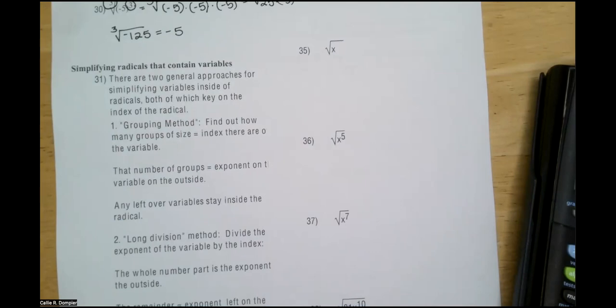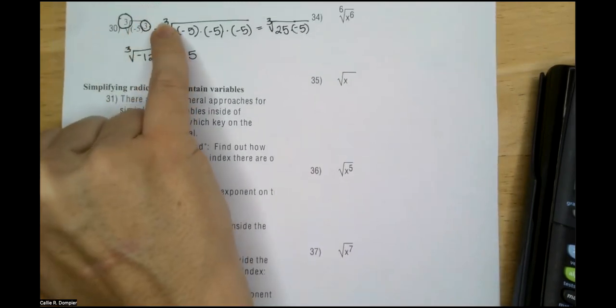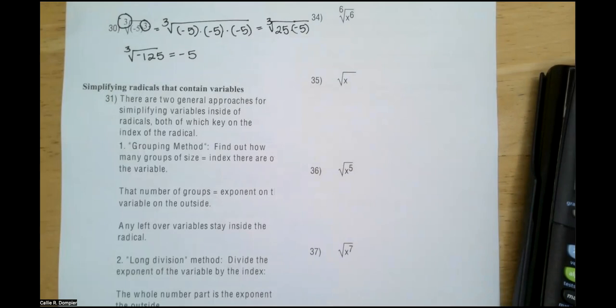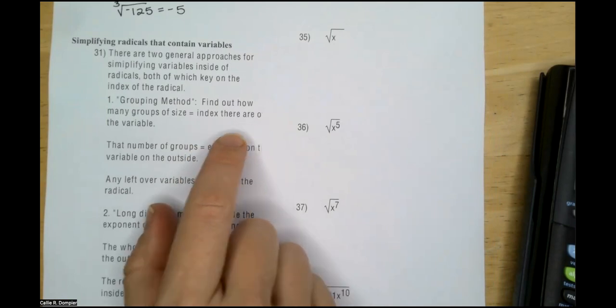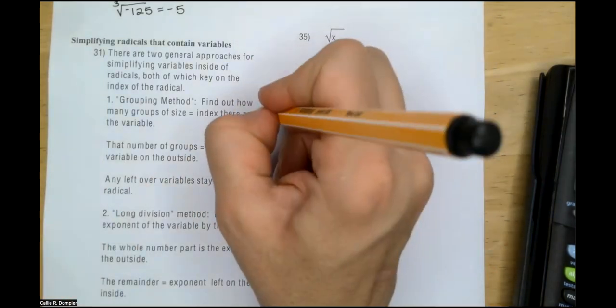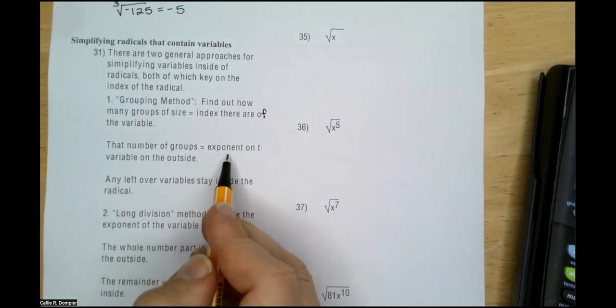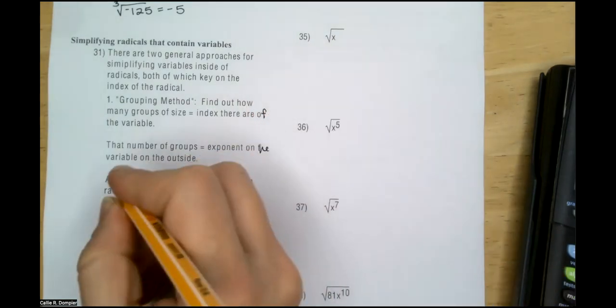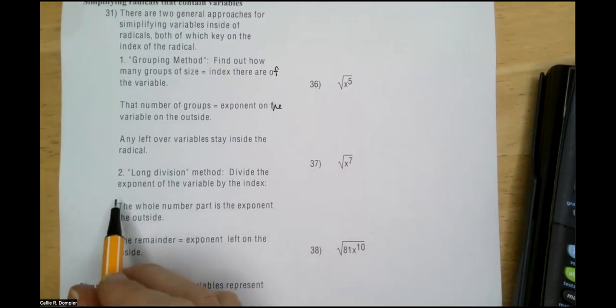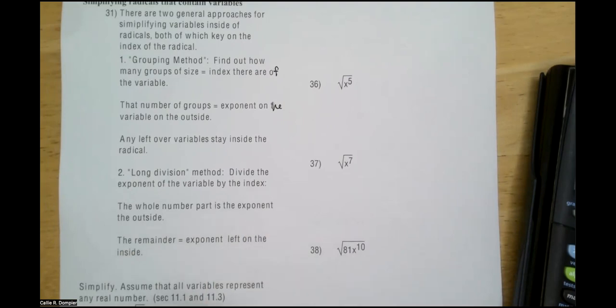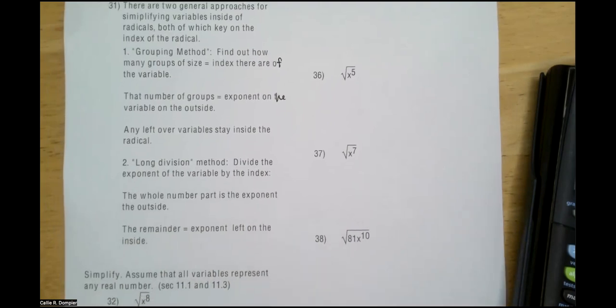So now there are two general approaches for simplifying variables inside of radicals, and the key is the index of the radical. What I've been showing you is the grouping method. So how many groups of the size of the index, right? How many groups of 3 can I take out? Find out how many groups of the size equaling the index there are of the variable. That number of groups is equal to the exponent on the variable on the outside, and any leftover variables stay inside the radical. Or the long division method: divide the exponent of the variable by the index. The whole number part is the exponent on the outside, and the remainder is the exponent left on the inside.